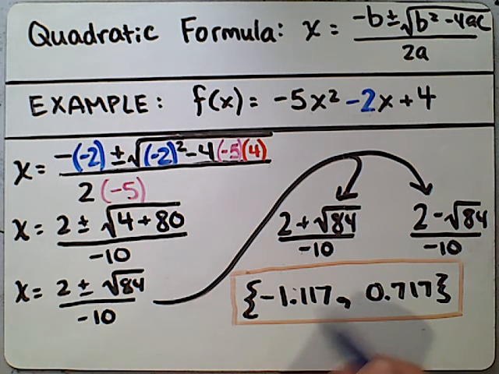Now, when you're looking at these answers, you want to make sure that you've got the negative or the smaller version of the answer first and the larger second. Just in general set notation, it's better to write the smaller number first and the larger number second.